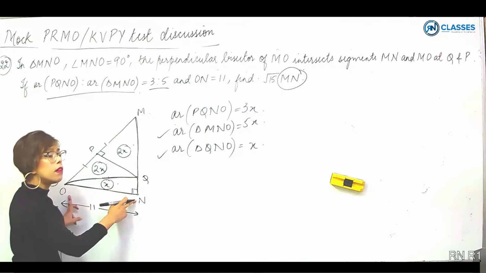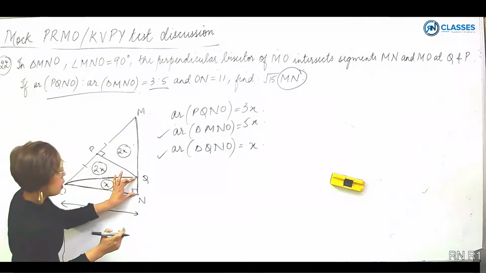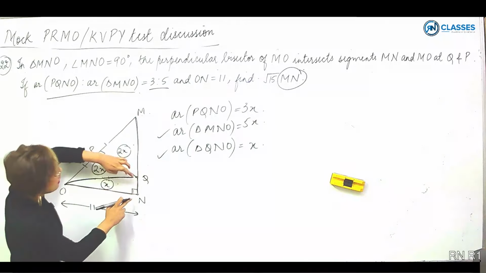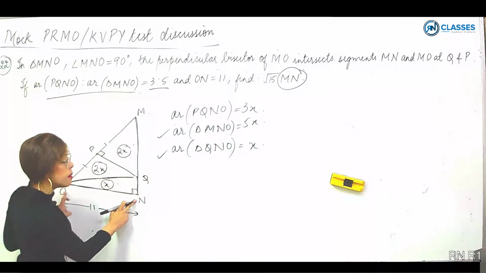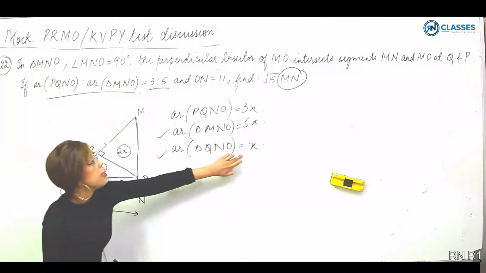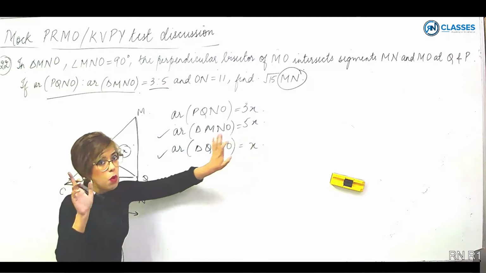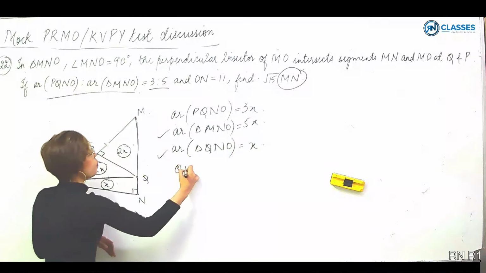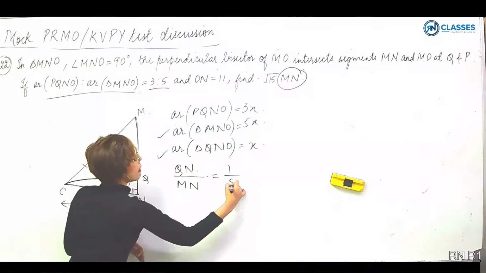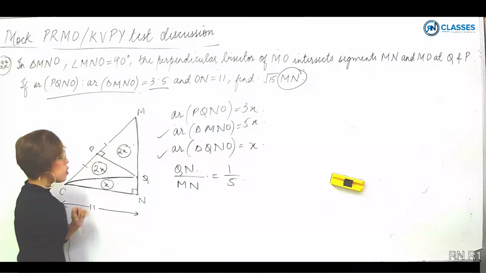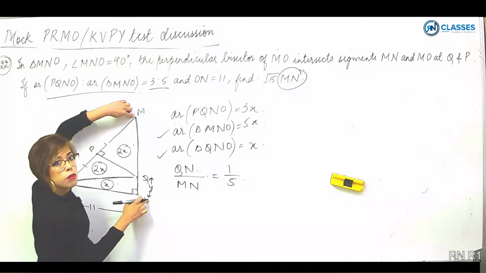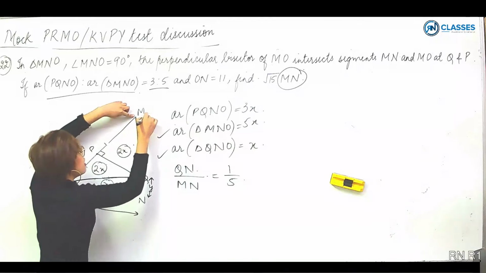They have a common base. And this is the altitude of the smaller triangle and this is the altitude of the bigger triangle. Since the base is the same, the ratio of the altitudes will be the same as the ratio of their areas, 1:5. Hoping that's okay. So can I say that QN divided by MN is nothing but 1/5. Right? So if this length is supposedly y, the entire length is 5y. That means this length is 4y.